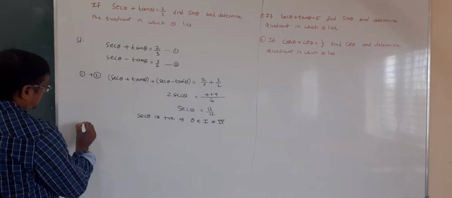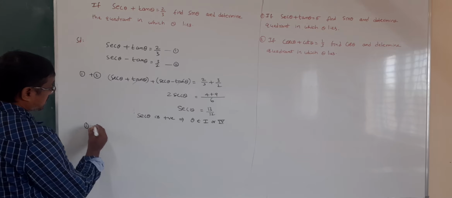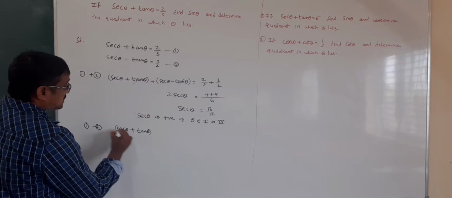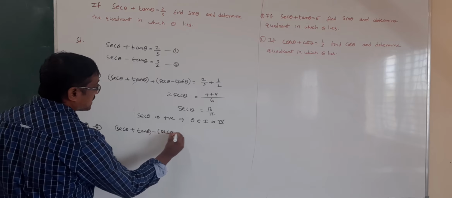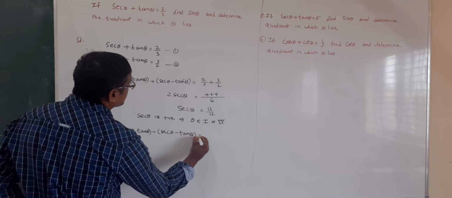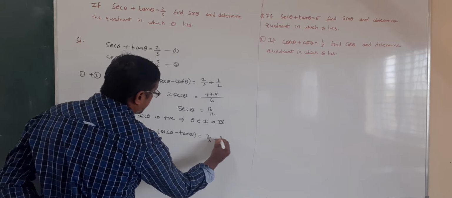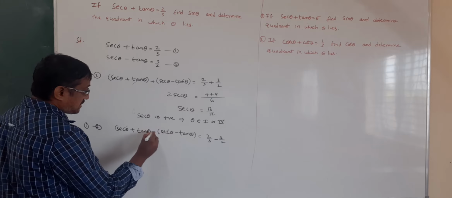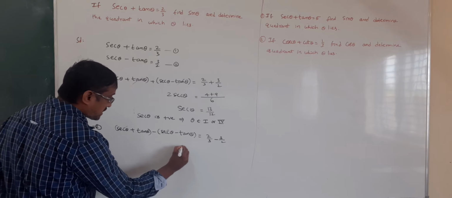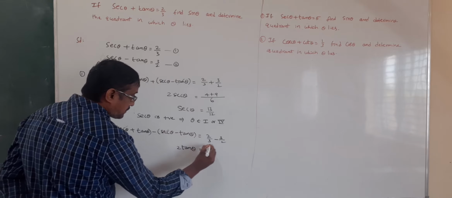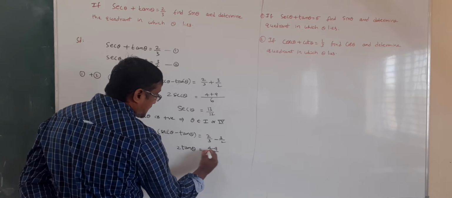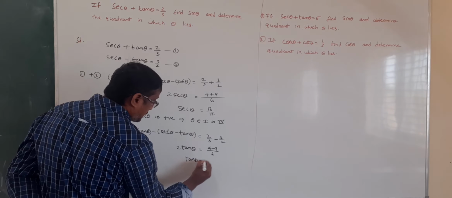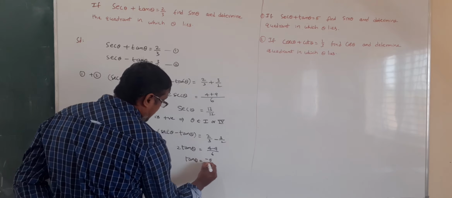So now let us subtract these two. You will get secant theta plus tan theta minus of secant theta minus tan theta is equal to 2 by 3 minus 3 by 2. Now secant theta will be cancelled, and minus plus, so you will get 2 tan theta is equal to 4 minus 9 by 6. So tan theta is equal to minus 5 by 12.